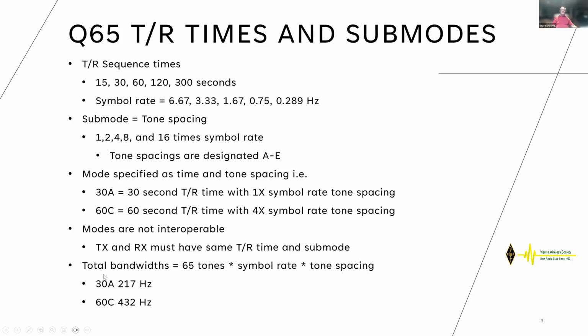The total bandwidth required is 65 tones times the symbol rate times the spacing. So 30A is 217 hertz, and 60C is 432 hertz. If you go all the way to 15E, it is 7 kilohertz. And if you go to 300A, it is 19 hertz.